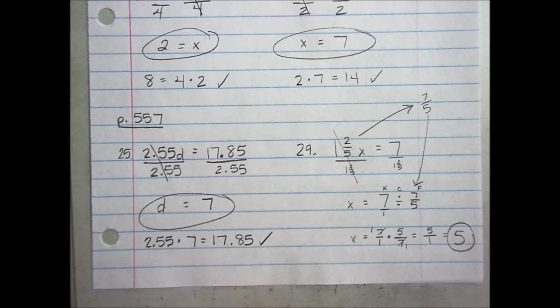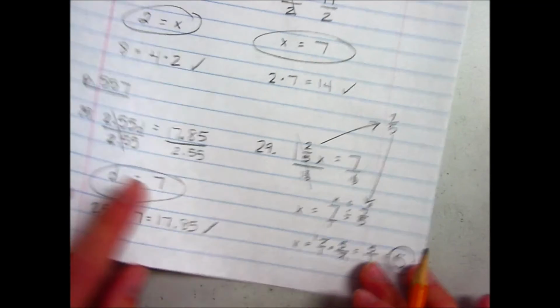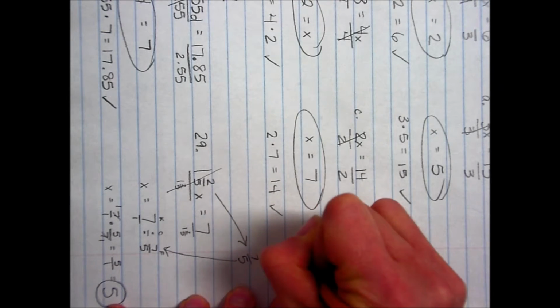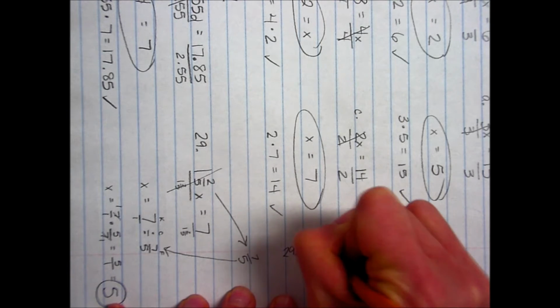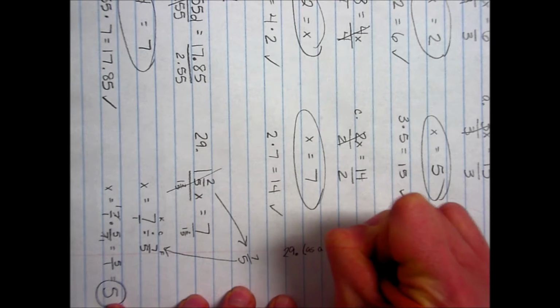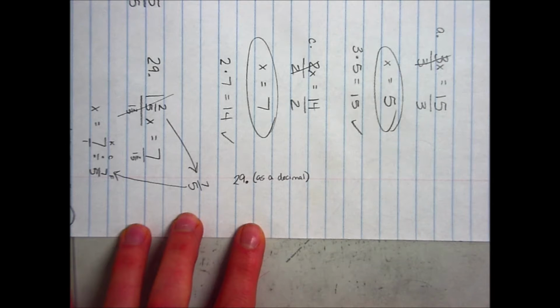Okay, now, for those of you who might want to change this to a decimal, I'm going to do it to the side. So I'm going to turn my paper. I'm going to write 2/5 as a decimal. Do we have to do it? No, if you got the other way, that's fine.